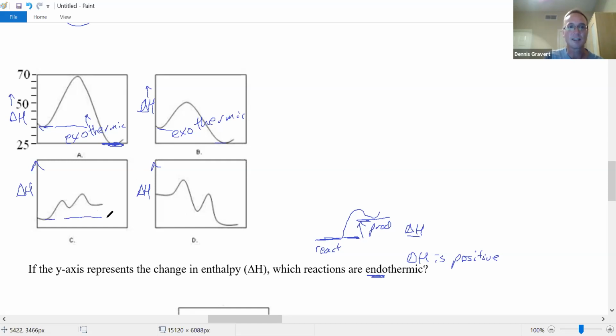Ooh, start low, end high. Here we go. Here's an endothermic reaction. So letter C is endothermic. And then D, nope, you start at high and you end low. That's exothermic.